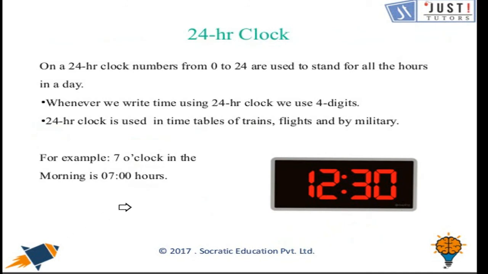Now let's move forward and have a quick discussion about the 24-hour clock. On a 24-hour clock, numbers from 0 to 24 are used to stand for all the hours in a day. And one more thing which we need to take care of is that whenever you're writing time using the 24-hour clock, we use 4 digits. So for example, if you want to write 7 o'clock, we can write 07 and then 00 in the end. For example, if you want to write 4 o'clock, it will go something like this.